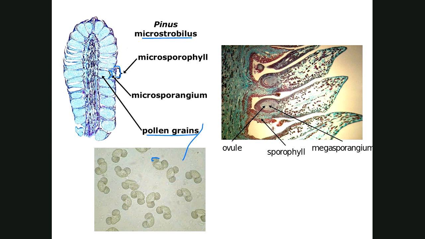In the female, what we have here, this is the ovule, and this is the seed. This is actually the megasporophyll. Let's write mega. Not bad with my right hand.